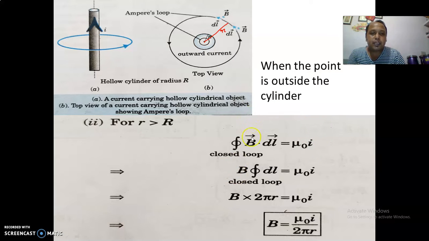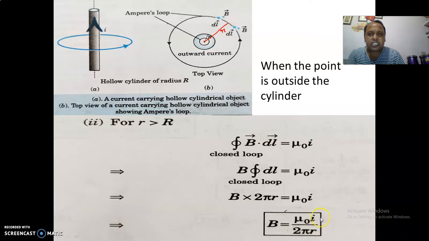So B integration dl, as we have earlier also considered the same thing, B dl cos 0 degrees. So B comes out, integration dl is 2 pi r, which is equal to mu naught into I. So finally the value of B will be given by mu naught I by 2 pi r. This is the same value which we have derived for the magnetic field at a point due to a straight infinitely long current carrying conductor.